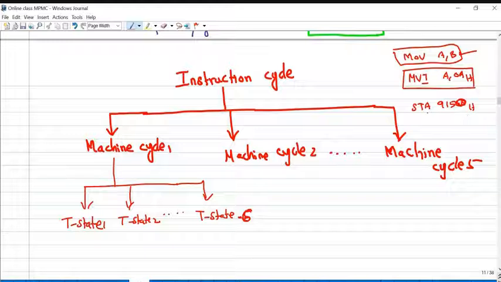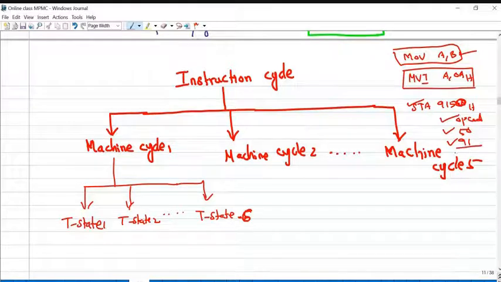STA 9150H. So STA 9150 is a 16-bit address instruction with one opcode. 50 is the lower order address, 91 is the higher order address. To execute this instruction, how many machine cycles are needed? Opcode fetch is one machine cycle, lower order address information is a memory read, and higher order address information is again a memory read. So one opcode fetch, two memory reads.